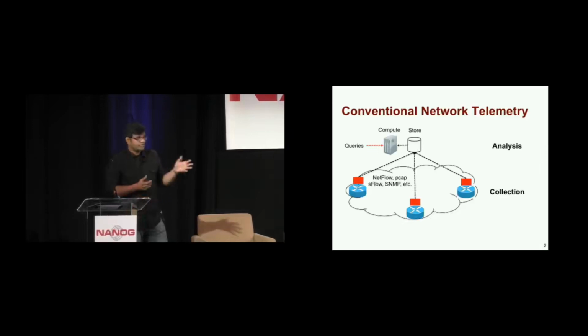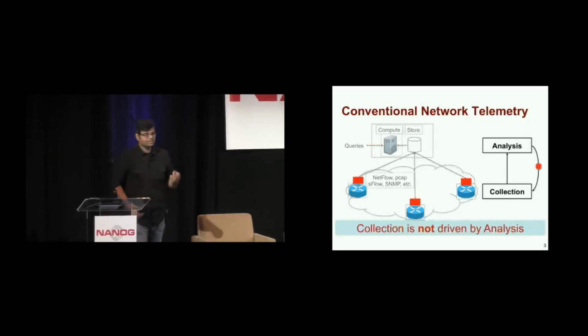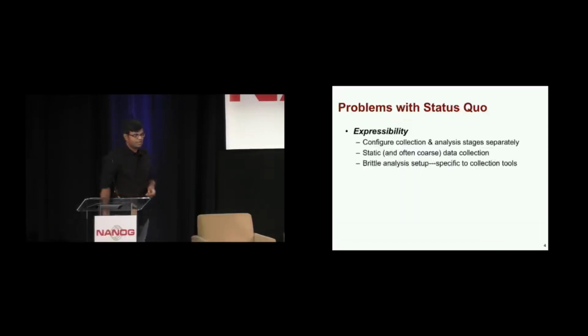So conventional network telemetry, as I show you here, can be divided into two stages. One is the collection, where you use the monitoring sensors. The other is the analysis. Notice that the analysis stage is driven by collection, but the vice versa is not true. The collection is not driven by what analysis has been done on the network or the traffic. So I'll talk about what's the problem with that.